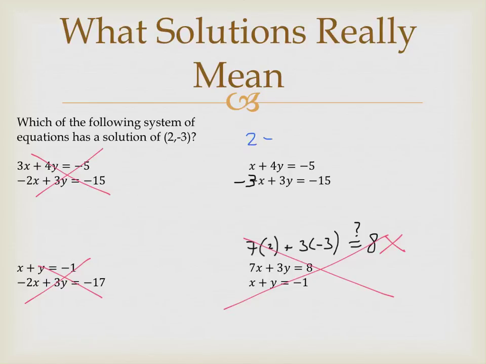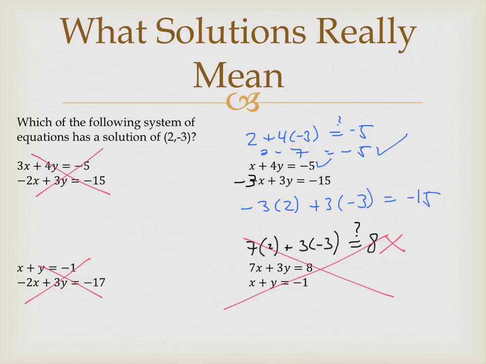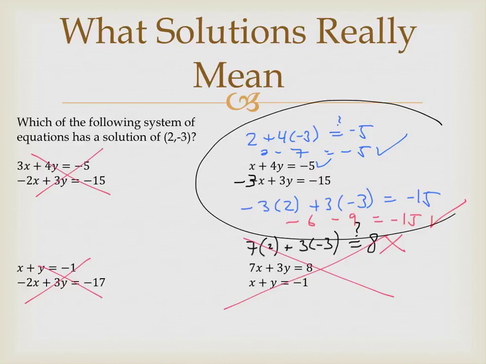So now we'll substitute in 2 and negative 3. And we'll see if we get negative 5. That's going to be 2 minus 7. That does make negative 5. So I have a true statement here. Let's try in this second equation. Notice the use of parentheses for substitution. We have a negative 6 minus a 9. Does that make negative 15? You bet. That means that this ordered pair, when I plug it into this system, this equation and this equation, I get true statements, check mark on both. That must mean that 2, negative 3 is a solution to this system.